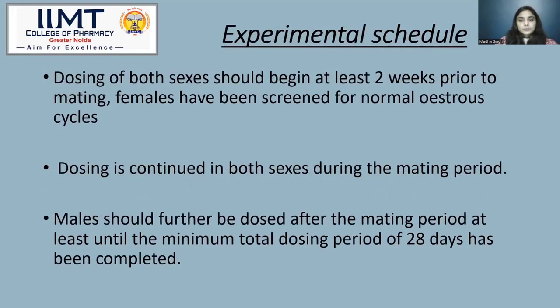Experimental schedule, which is designed for the reproductive toxicology: dosing of both sexes should begin at least 2 weeks prior to the mating. Females have been screened for normal estrus cycles. Dosing is continued in both sexes during the mating period. Males should further be dosed after the mating period, at least until the minimum total dosing period of 28 days has been completed.